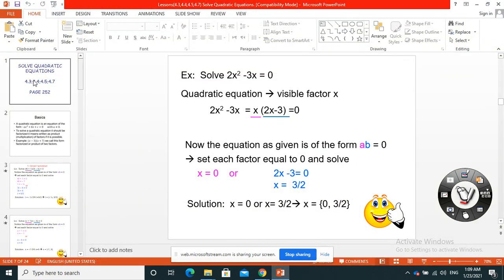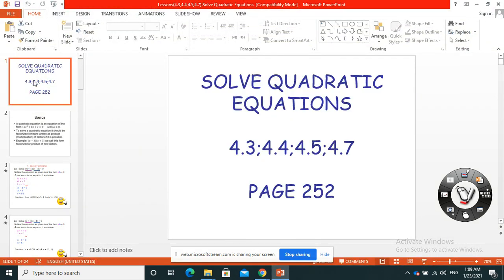So guys, we're going to start now the last section. All those lessons are about solving quadratic equations. I combined them in one PowerPoint and I will go through it part by part. There is nothing called lesson 4.3, 4.4, 4.5. I will just take the exercises from the lessons. So I just want you to focus with me in the first PowerPoint on how to solve a quadratic equation.